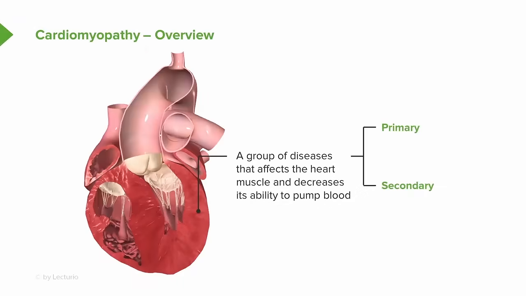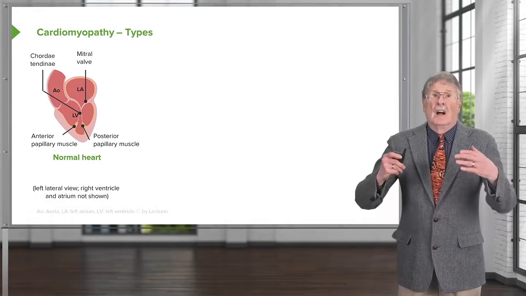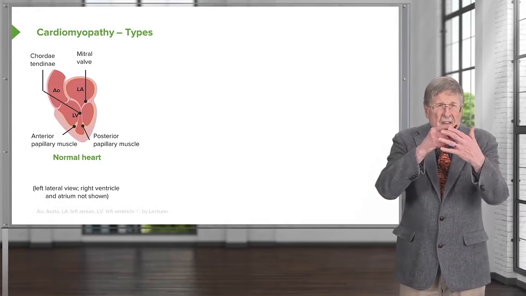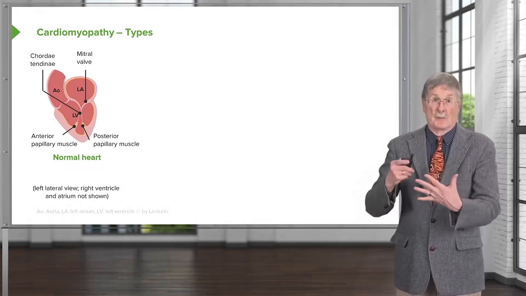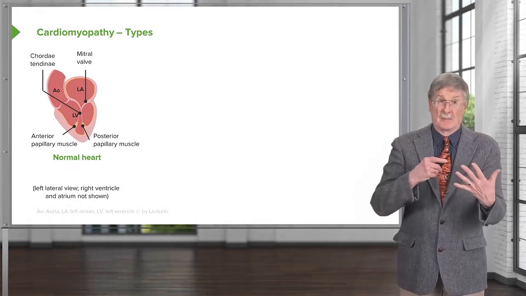There can be primary causes of cardiomyopathy intrinsic to the cardiac muscle. There may be secondary forms due to diseases of other kinds that affect the cardiac muscle. We're going to use this kind of schematic to help understand the various forms of cardiomyopathy, or the types.